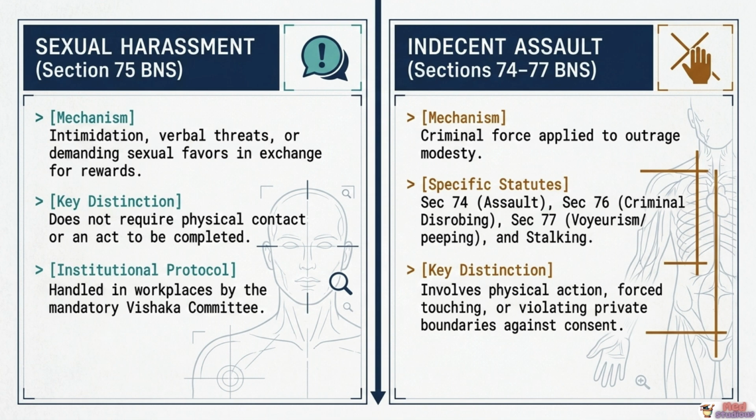Indecent assault, governed by BNS Sections 74 through 77, involves criminal force applied specifically to outrage modesty. This category covers physical assault under Section 74, criminal disrobing under Section 76, and voyeurism, commonly called the peeping Tom offense, under Section 77. The key clinical distinction: indecent assault always involves physical action, forced touching, or the deliberate violation of physical privacy boundaries without consent. In forensic terms, indecent assault may leave physical evidence, bruising, tissue trauma, DNA transfer, while sexual harassment typically does not.